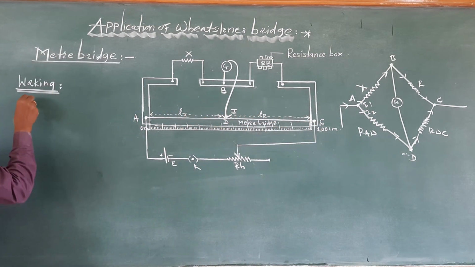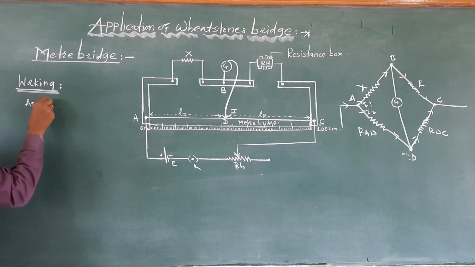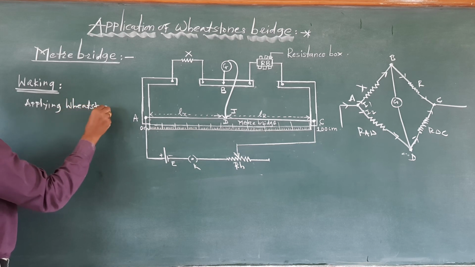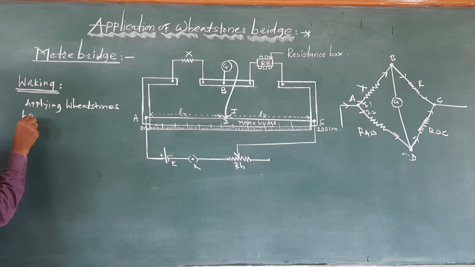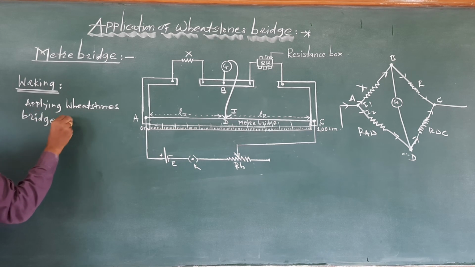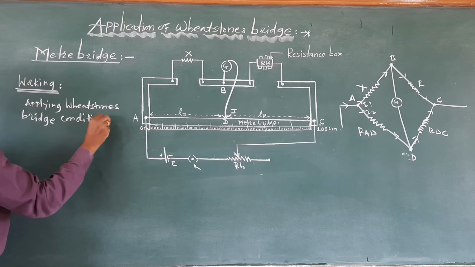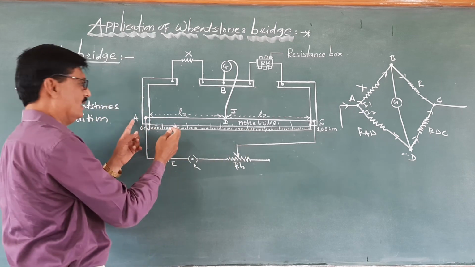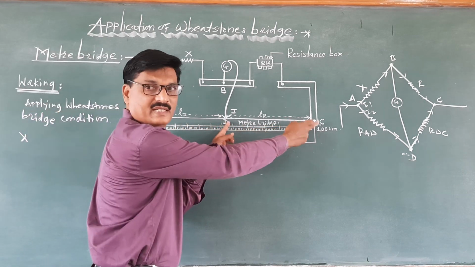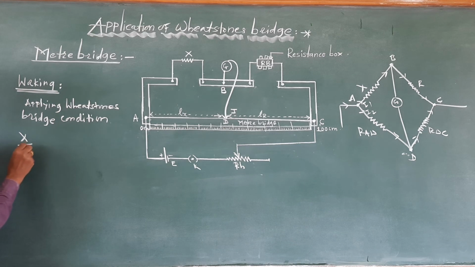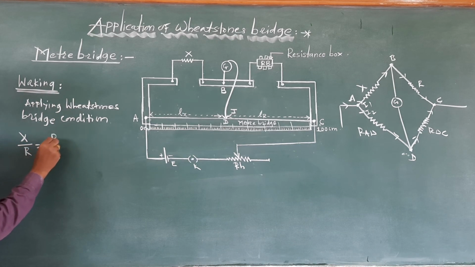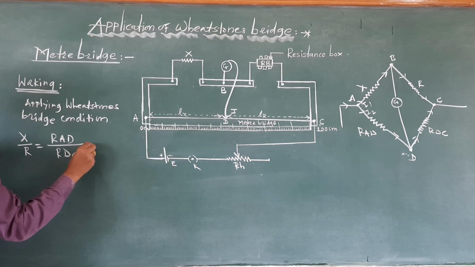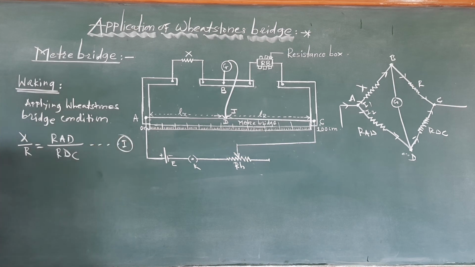Therefore, by applying the Wheatstone bridge condition, X upon R is equal to RAD divided by RDC. Therefore, X upon R is equal to R times AD divided by R times DC. Suppose this is our equation number 1.